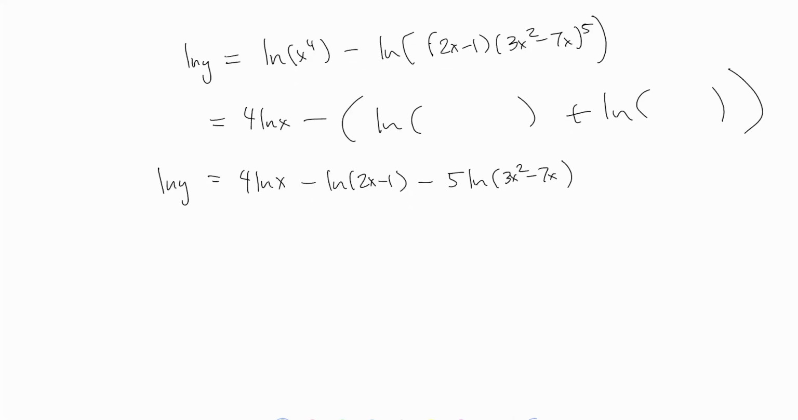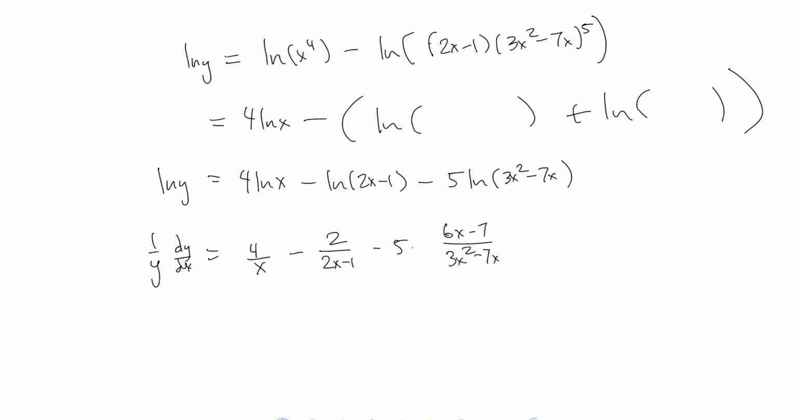And so I'm going to take the derivative. It will say 1 over y dy dx. And then this becomes 4 over x minus 2 over 2x minus 1. I'm doing a few steps in my head, but this is the chain rule. I put this in the denominator and then multiply times the derivative of the inside, which is 2. And then this one will be minus 5, and then 6x minus 7 over 3x squared minus 7x, like that.